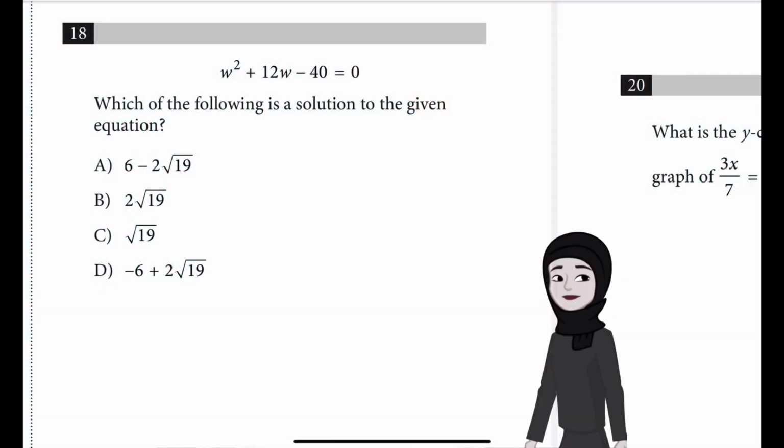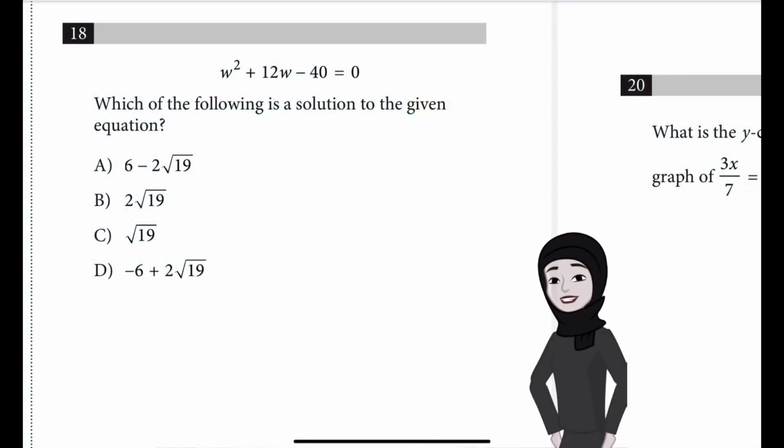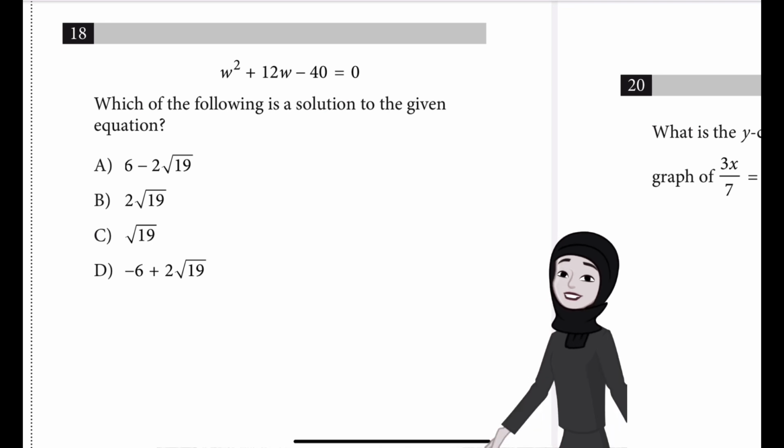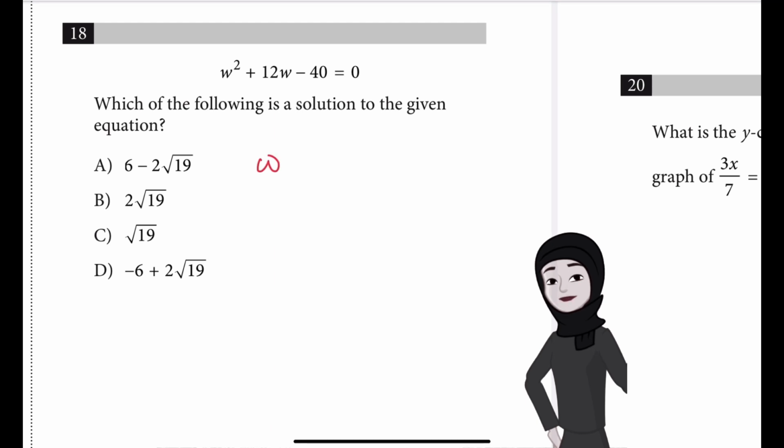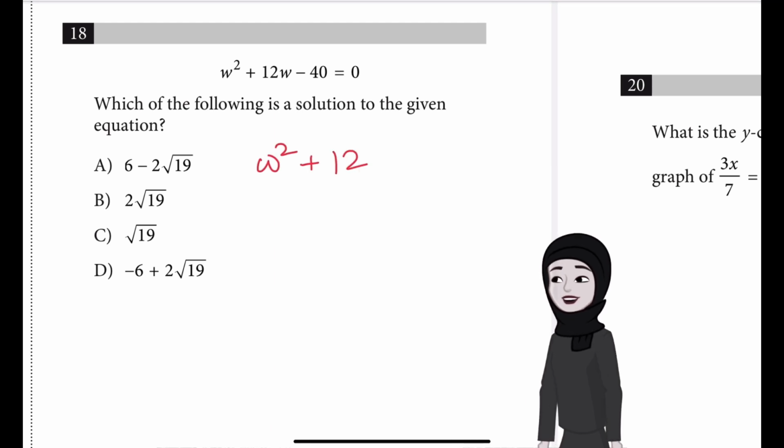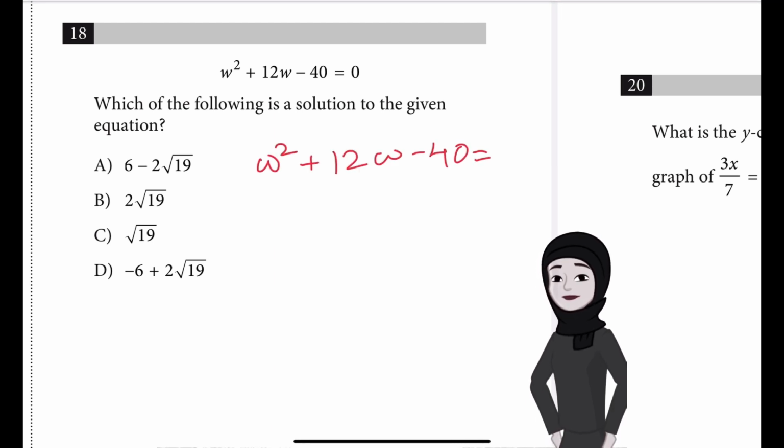Question number 18. W squared plus 12W minus 40 is equal to 0. Which of the following is a solution to the given equation? So first let us write down the equation. W squared plus 12W minus 40 is equal to 0.